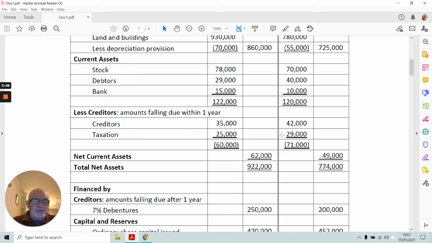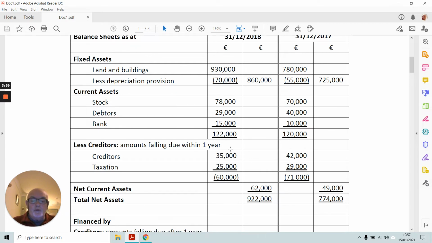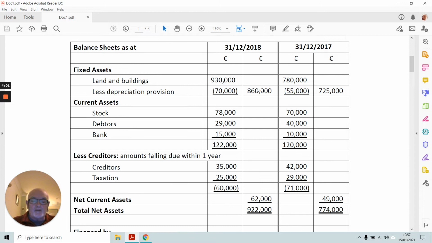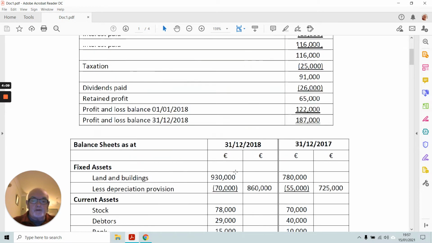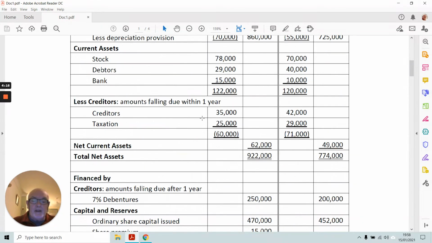That tax there, 29,000, was the tax due at the end of last year, and that would always be the tax that we paid this year. So this year we pay that off. The 25,000 euro appearing here now in our balance sheet at the end of 2018 is the 25,000 euro that we already took away from our profit in our profit and loss appropriation account up here. We've said that the tax for this year is 25,000 euro, and that's it here again. We just haven't paid it yet.